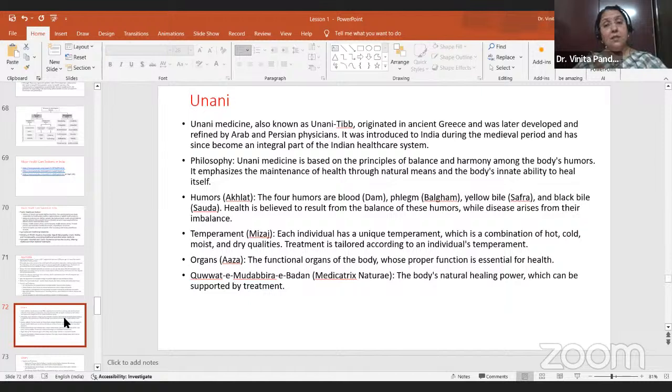And temperament. Temperament is very close to your prakriti. Each individual has a unique temperament, which is a combination of hot, cold, moist, and dry qualities. Treatment is tailored according to an individual's temperament. So traditional medicine is talking about that. The functional organs of the body are also an important component, and Kuvvete Mudbira-e Badan. I'm sorry, I might not have pronounced it properly. So basically, the body's natural healing power, which can be supported by treatment.